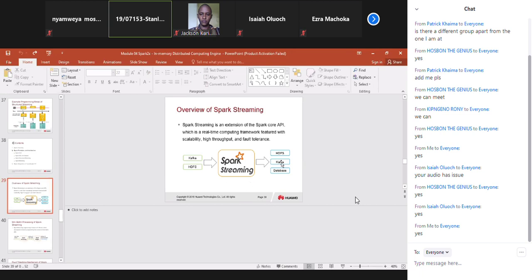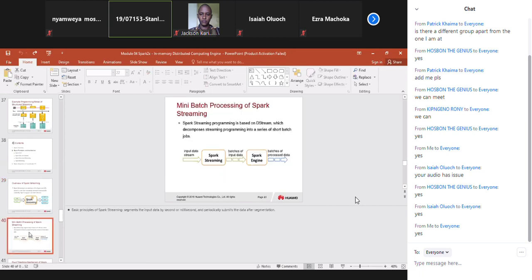So you find Spark processes the data that is stored in either HDFS or Kafka. Remember Kafka, we said it's a messaging system. Yesterday we looked at Kafka. Then again, we are looking at Spark streaming. Programming is based on DStream, which decomposes streaming programming into a series of short batch jobs. You can find we have input data stream, then we have Spark streaming. These are the batches of input data, the Spark engine, and the output is small batches of jobs.